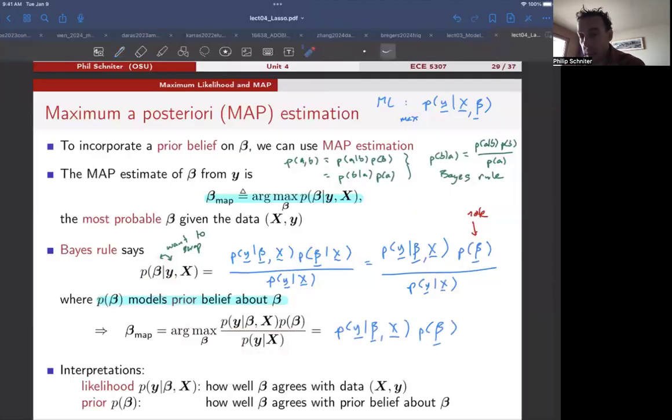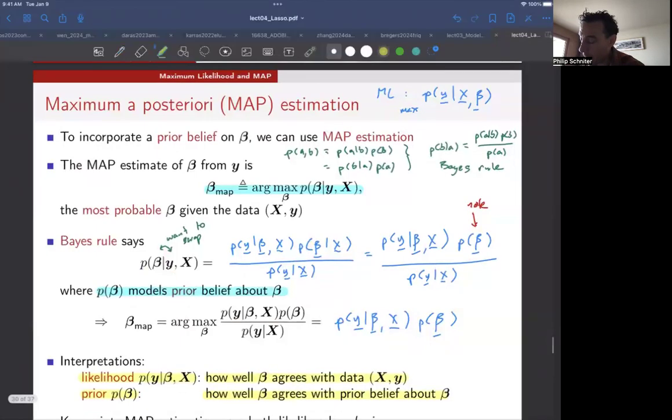And in fact, now when you step back and look at this at a high level, you might recognize that this is actually the likelihood that we use in maximum likelihood. But now we're multiplying that by this prior probability. In maximum likelihood, it's essentially like saying all values of beta are equally probable. But when you do MAP, you say, no, some values of beta are more probable than others. You make some assumption on that, and then you maximize this product. So in terms of interpretation, the likelihood describes how well beta agrees with the data, X and Y, and the prior is basically giving us information on how well beta agrees with our prior beliefs about beta.